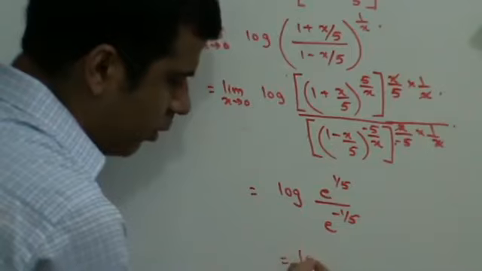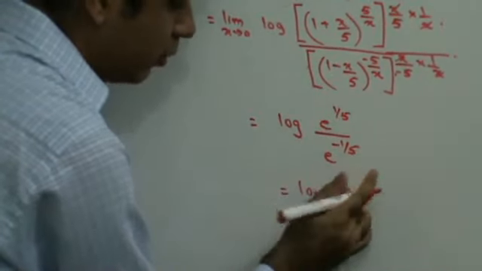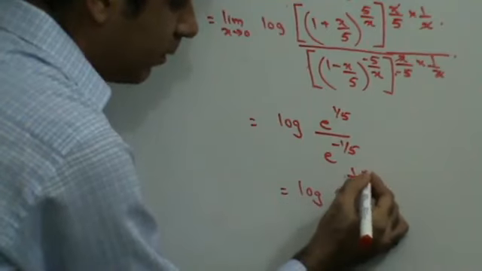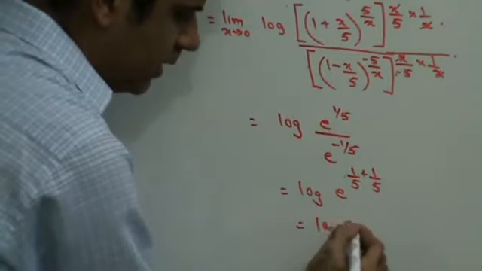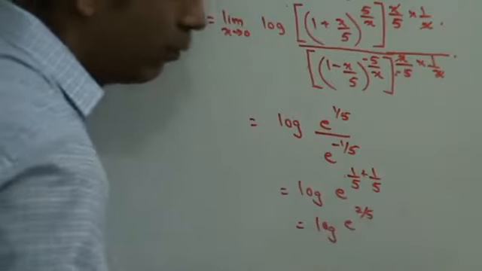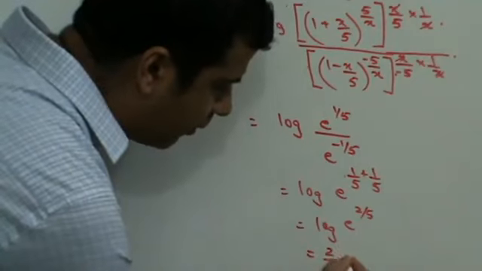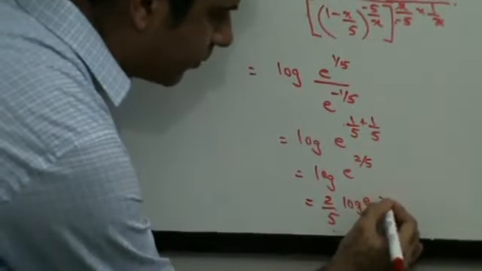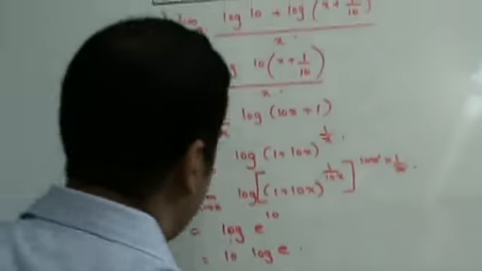So this is going to be laws of indices. e raised to 1 by 5 plus 1 by 5, log e raised to 2 by 5. Whatever is the number in the index goes before the log. So this is 2 upon 5 log e. But we know that the value of log e is 1. Therefore the answer will be 2 upon 5. Right? Let's move on to the next sum, people.